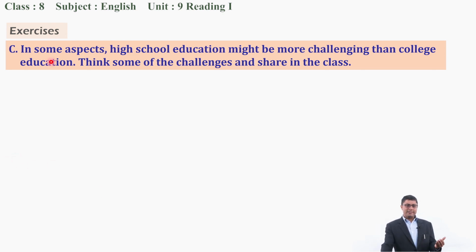Okay, see there, in some aspects, high school education might be more challenging than college education. Earlier, we discussed that college education is more challenging than high school education. But this sentence says, in some aspects, in some points, high school education might be more challenging than college education. Think some of the challenges and share in the class.